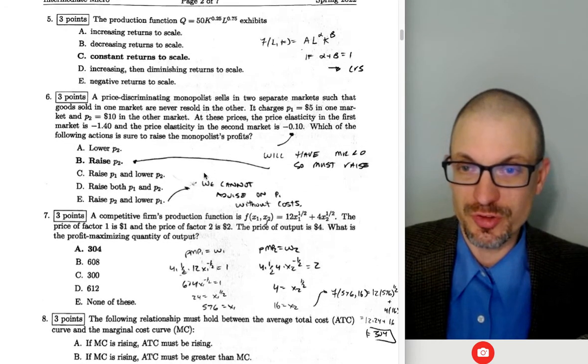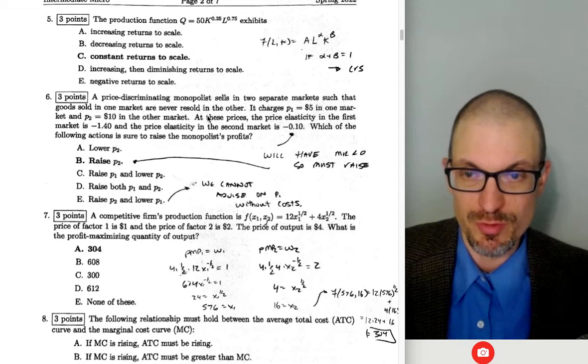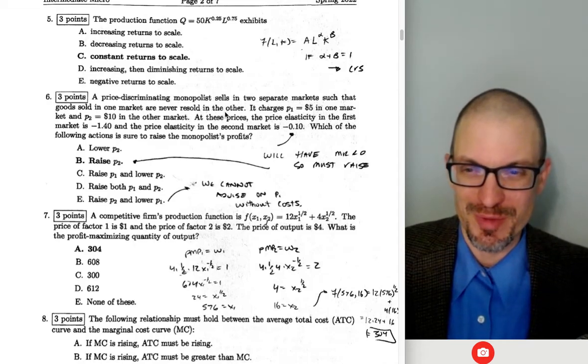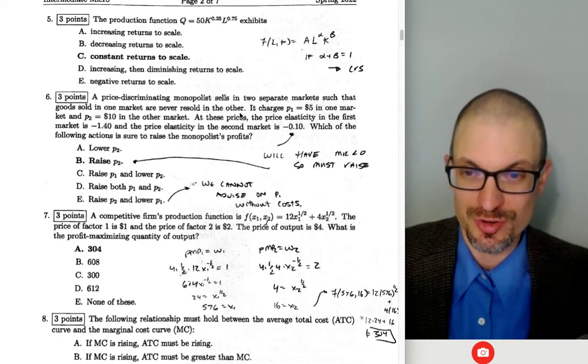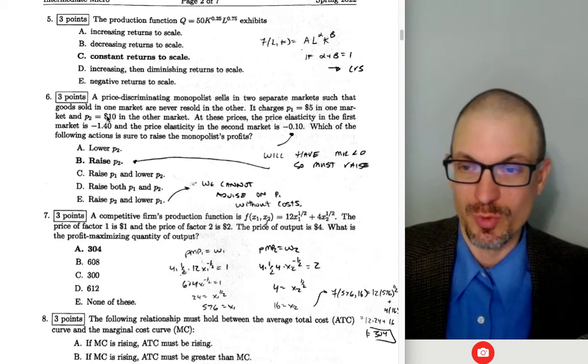All right, now we've got a price discriminating monopolist selling in 2 separate markets such that goods sold in one market are never resold in another. That's key to being able to practice third-degree price discrimination. Any type of price discrimination, you've got to be able to block arbitrage opportunities, resale. All right, so it charges $5 in one market, 10 in the other.